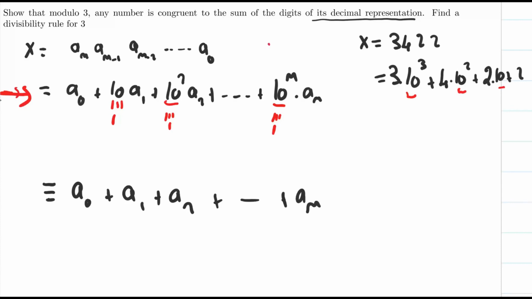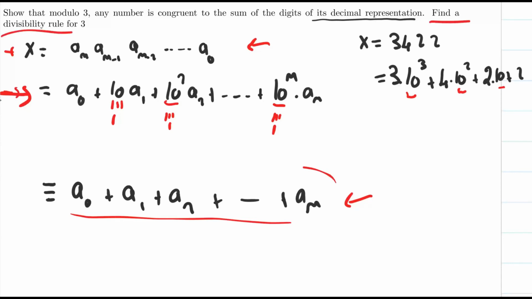I get that the number x is congruent to the sum of the digits of its decimal representation, modulo 3. Which in particular means that if I divide x by 3, or if I divide the sum of its digits by 3, I have the same remainder. And in particular, the remainder is 0 in the first one if it's 0 in the second one. So the number x is divisible by 3 if and only if the sum of the digits is divisible by 3. And that's the rule for divisibility by 3.